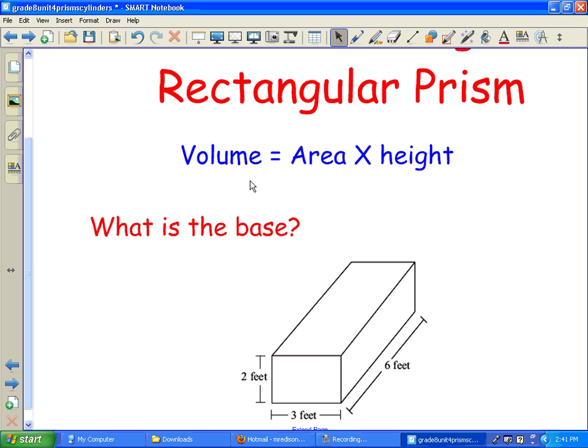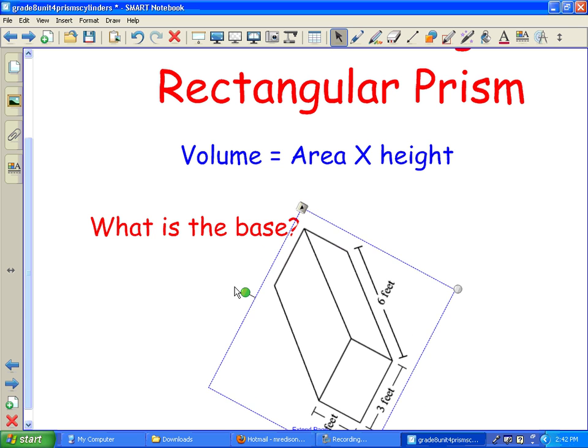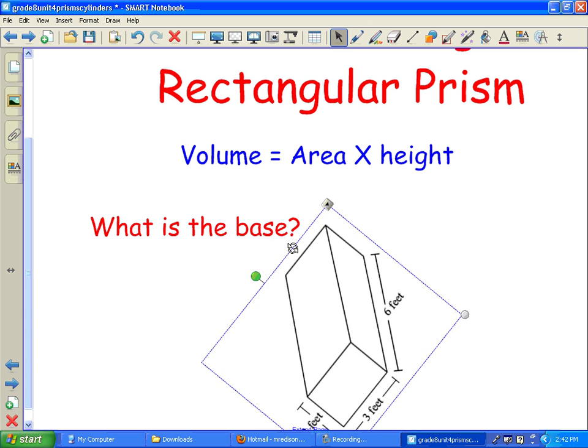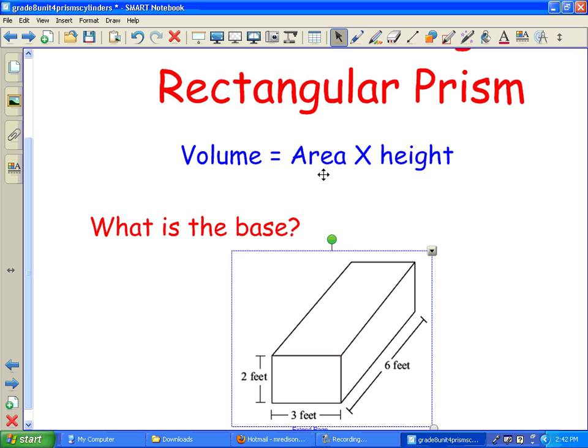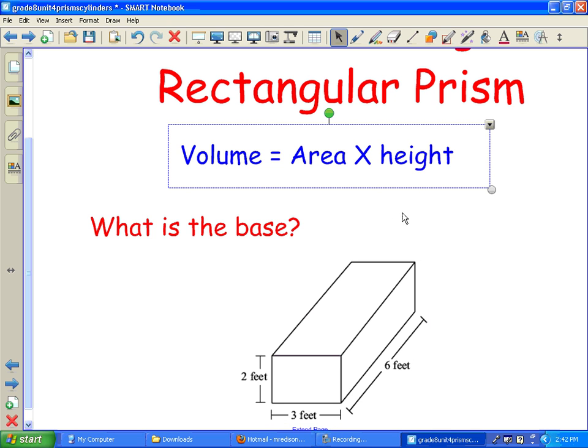So the volume formula is pretty easy for just about any kind of prism. It's always going to be the area of the bottom, or the base. Now you can decide which one you want to call the base, depending on how you flip it. I could flip this around this way and call a different one the base. So it's the area of the base times the height. If the bottom is the base, the height here would be 2 feet.